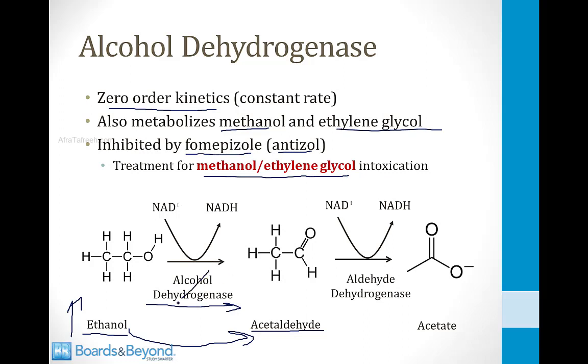The reason you want to inhibit alcohol dehydrogenase in methanol and ethylene glycol intoxication is because it metabolizes these two poisons into toxic structures. So if you inhibit the metabolism of them by alcohol dehydrogenase, you inhibit the development of those toxic metabolites, which are what make people sick.